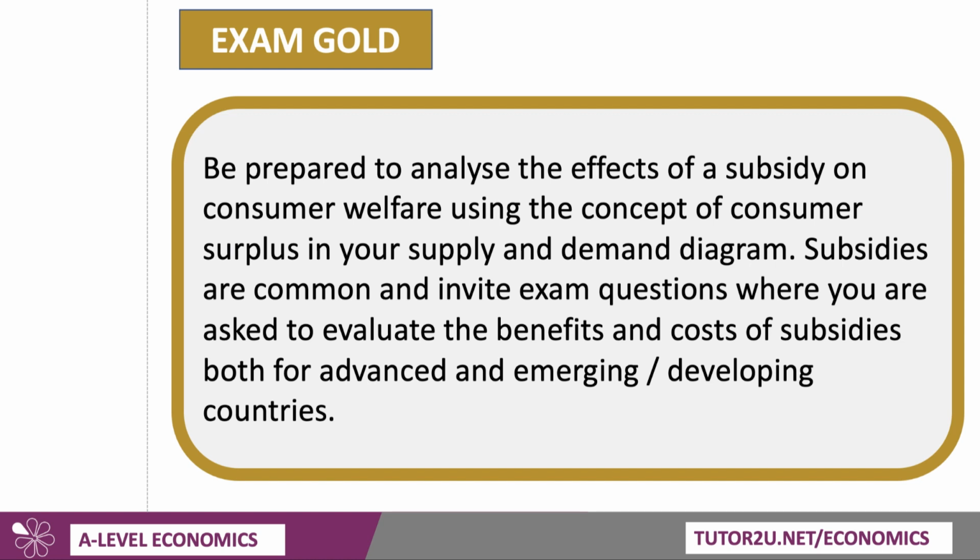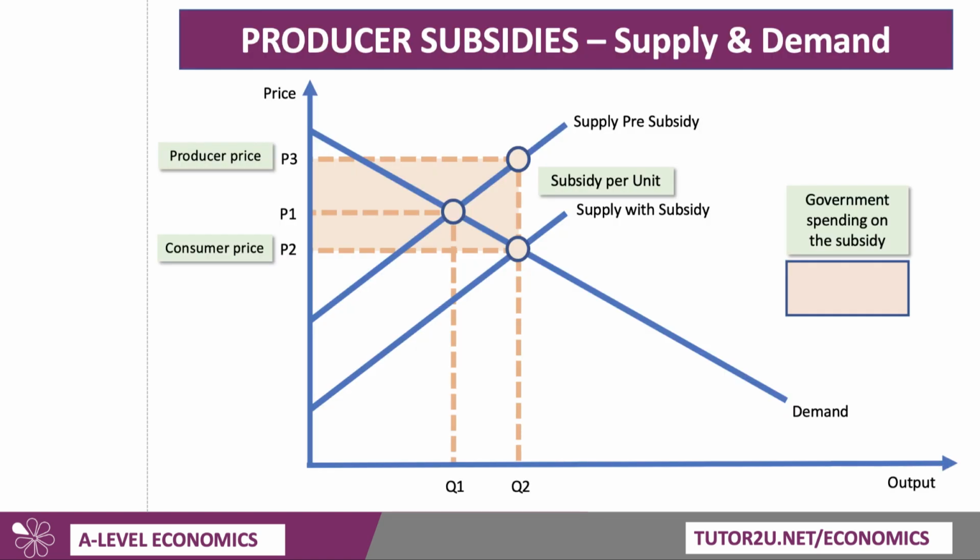Now be prepared to analyse the effect of a subsidy on things like consumer welfare. So you might bring into the diagram, you might label the areas of consumer surplus both before and after the subsidy. Clearly producers are better off because they're selling more. If we think about the diagram beforehand, they're now selling more at Q2 than they were before, and they're getting a better price. They're getting P3 instead of P1.